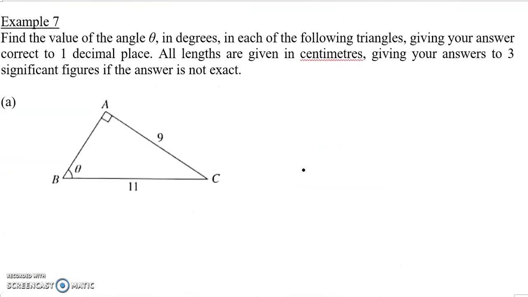For example 7, please take note of a few factors. Now, all lengths given in the question are in centimeters. And the answers that we find, in this case, will be the value of our angles, and will have to be left as 3 significant figures if they are not exact. Okay, so without further ado, let us proceed on to the first question, 7A, where you have a triangle ABC.